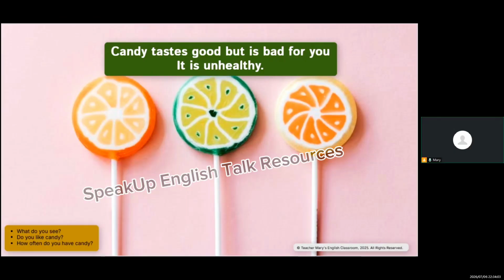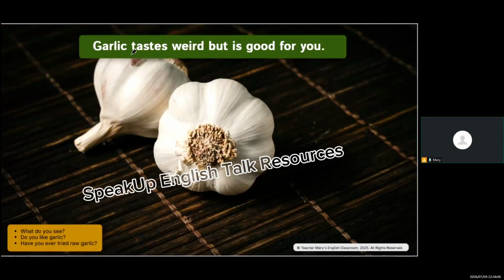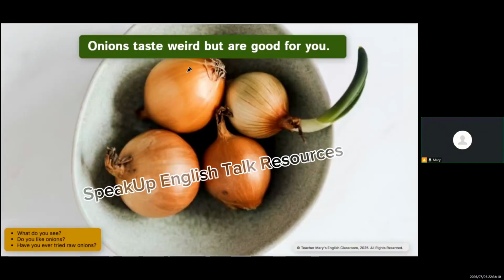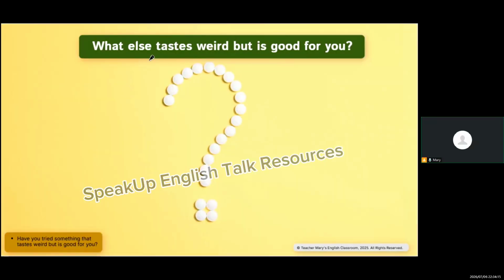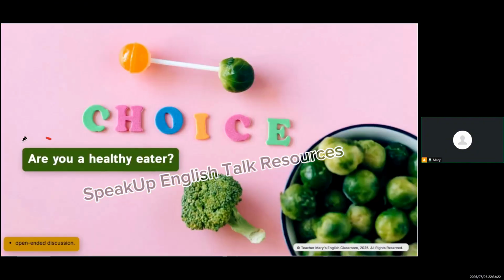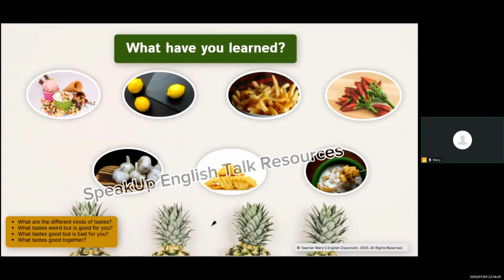I have another one where I talk about weird foods, like garlic. It tastes weird, but it's good for you, so that's healthy. Another example, onion tastes weird, but it's good for you too. Then you can ask a student, what else tastes weird but is good for you? Get them to brainstorm. Finally, the last question: are you a healthy eater, or are you somebody who eats junk food a lot? The final slide is, what have you learned? Have the student give a summary of what they have learned. It's just more chance for them to talk.